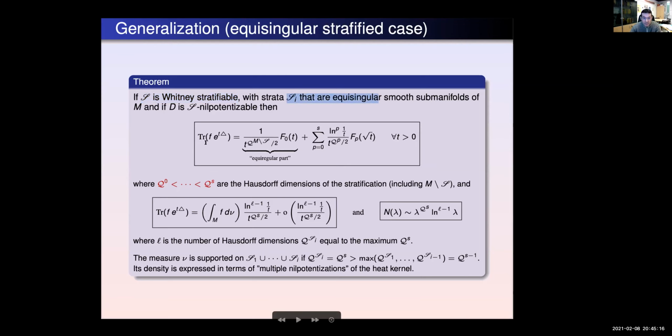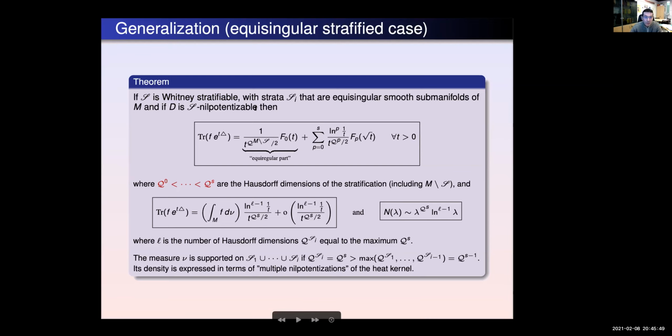Then in that case, you can always compute the local Weyl law, in which you see the exact generalization of the theorem before, in which you can see appear the Hausdorff dimensions, all possible Hausdorff dimensions of the strata, with iterated logarithms this time. I mean, this time we can have powers of logarithm in the Weyl counting function.